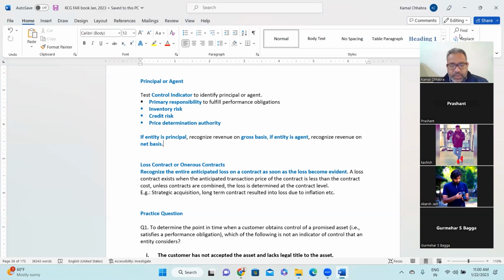Hyundai and all, they are. Right, absolutely true. So original manufacturers, basically OEMs, have the primary responsibility to fulfill the performance obligation. Second is who has inventory risk.